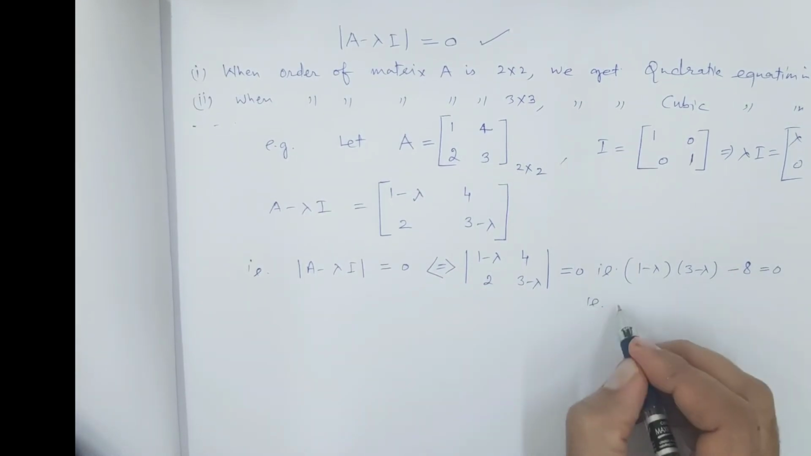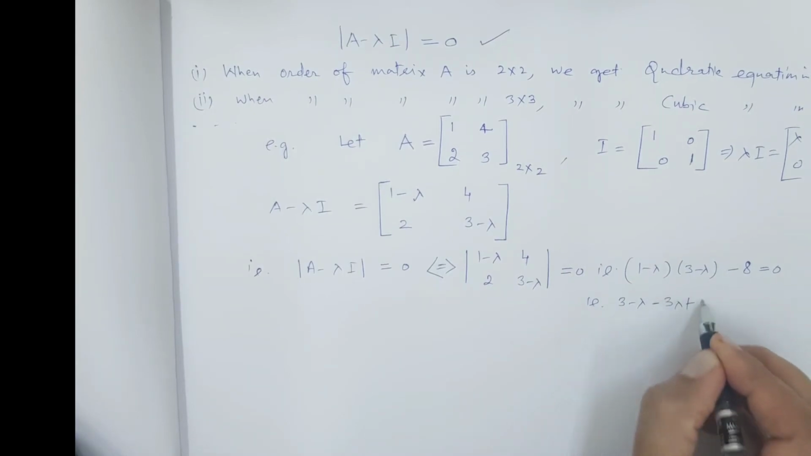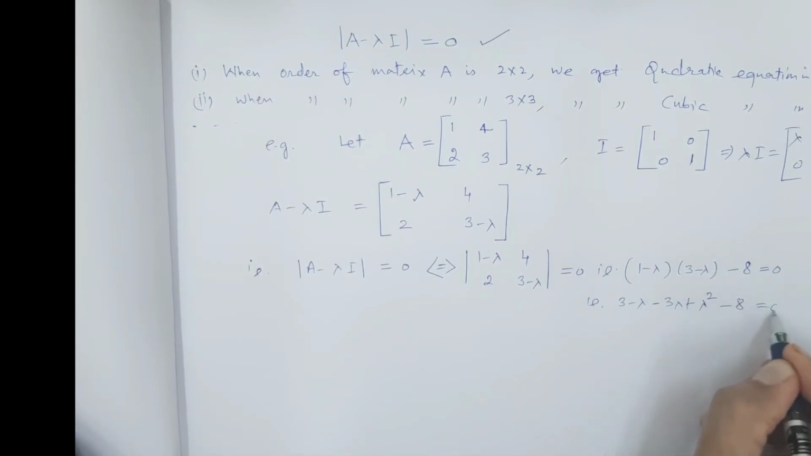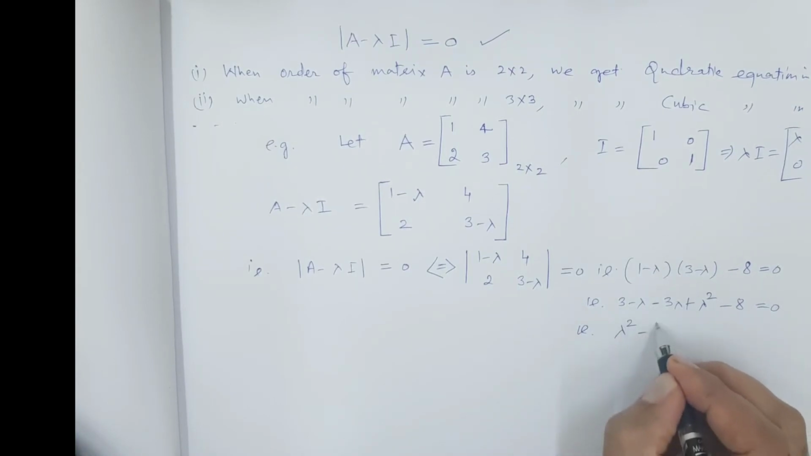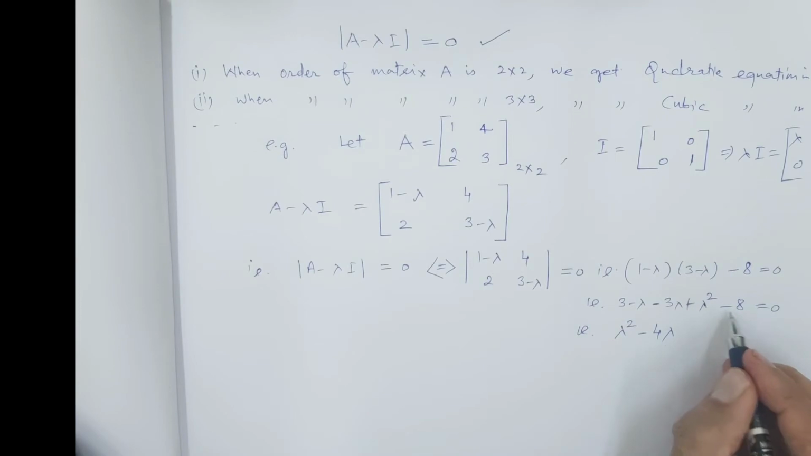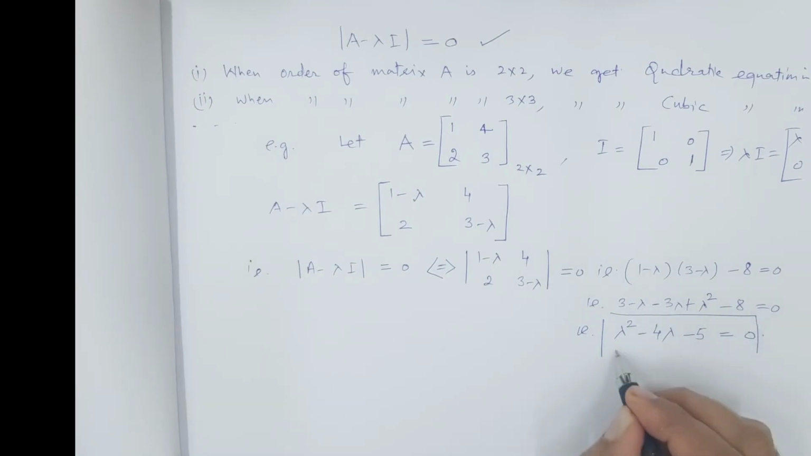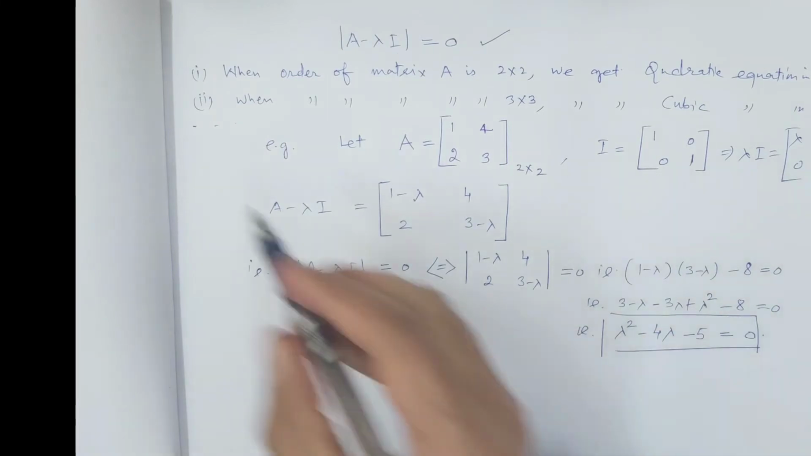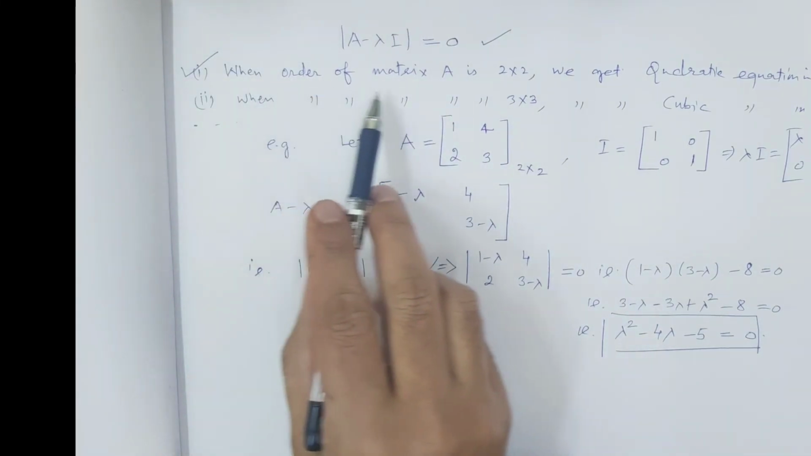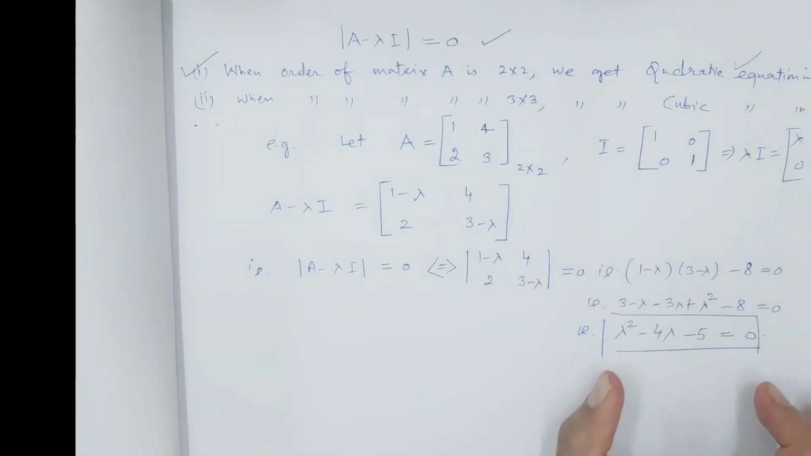And after solving it, that is 3 minus lambda minus 3 lambda plus lambda square minus 8 equal to 0. That is lambda square, minus 4 lambda minus 5 equal to 0. Here we get this characteristic polynomial equation. This is called a quadratic equation. हम पहले कह चुके हैं नंबर 1 में, when order of matrix A is 2/2, we get quadratic equation. हमें यहाँ पे quadratic equation मिल चुकी है.